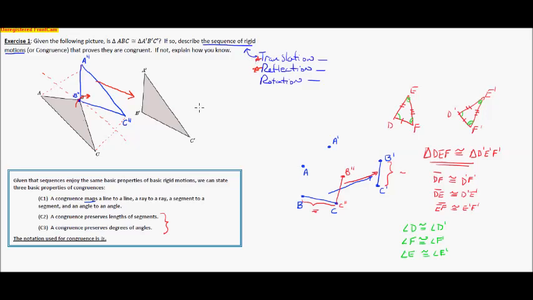Okay, and really that's what they're asking us to do. Alright, what is the sequence of rigid motions? So I would say I want to do a reflection. Alright, then a translation. Okay, and that would be my answer there.